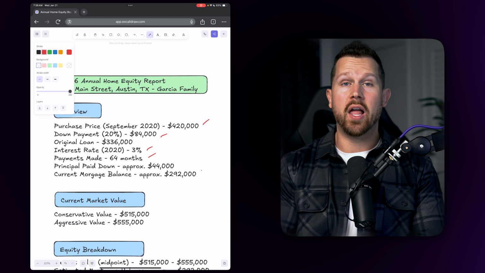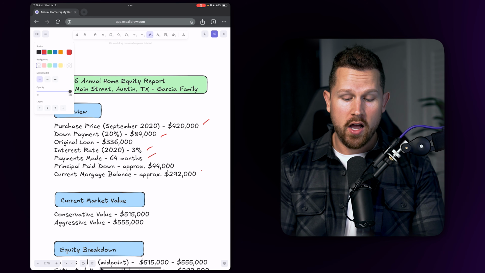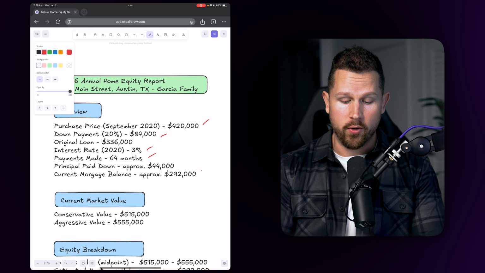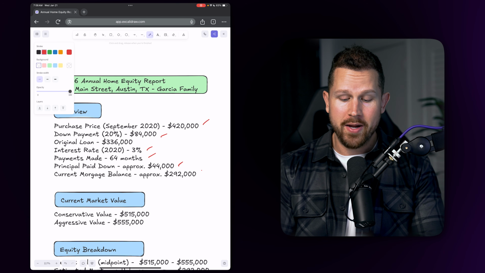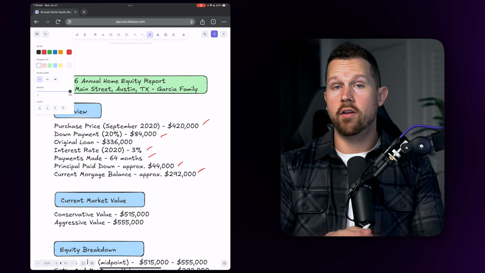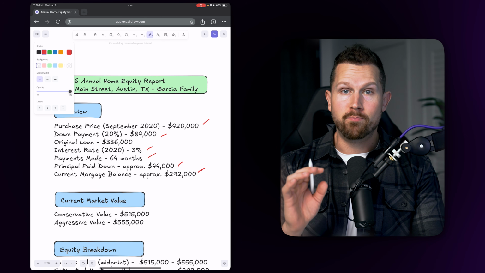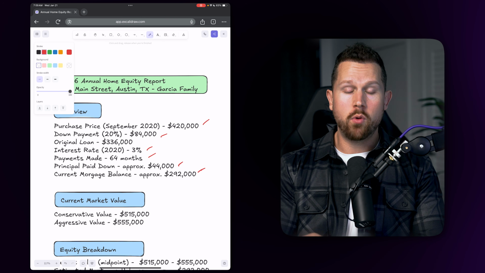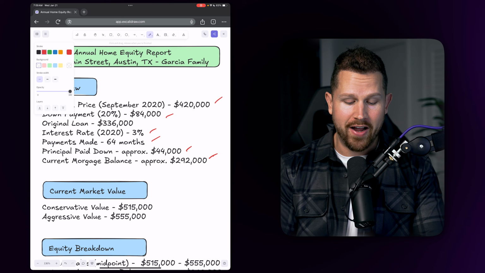So this is going to allow you to get a rough estimate of the principal paid down, which is about $44,000, meaning that their current mortgage balance is approximately $292,000. So just looking at this very simply, looking at the basic numbers. Now what we're going to do is look at the current market value.